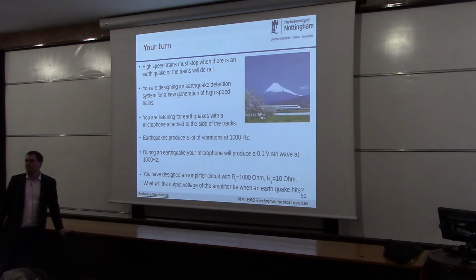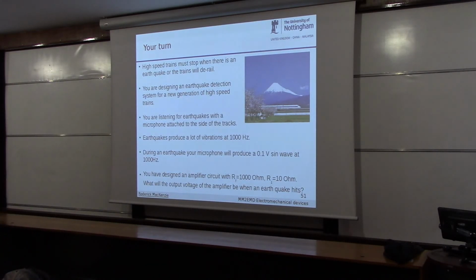So it's now going to be your go. High-speed trains must stop when there's an earthquake. All the trains will derail. You're designing an earthquake detection system for a new generation of high-speed trains. You're listening for earthquakes with a microphone attached to the side of the tracks. Earthquakes produce a lot of vibrations at 1,000 hertz. During an earthquake, your microphone will produce a 0.1 volt sine wave at 1,000 hertz. You have to design an operational amplifier circuit with R equals 1,000, RF equals 1,000, R1 equals 10 ohms. What will the output voltage be of this amplifier when the quake hits?